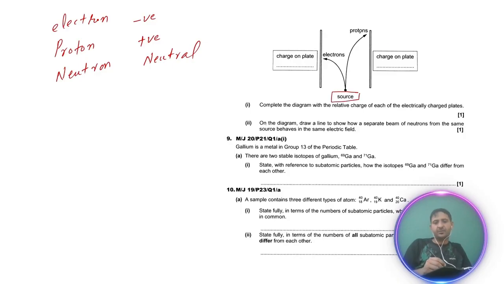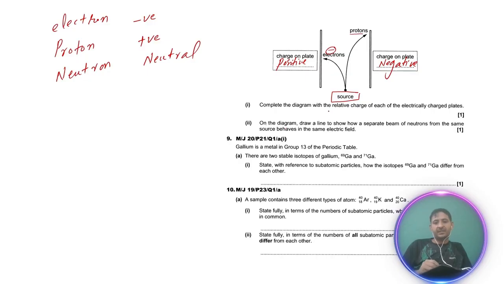So here we have a source of electrons, protons, and neutrons. Charge on plate: proton is positively charged, so it is attracted towards the negative. So the charge on the plate is negative. Next we have electrons. Electrons are negatively charged and must be deflected towards a positive plate. There is a positive charge.